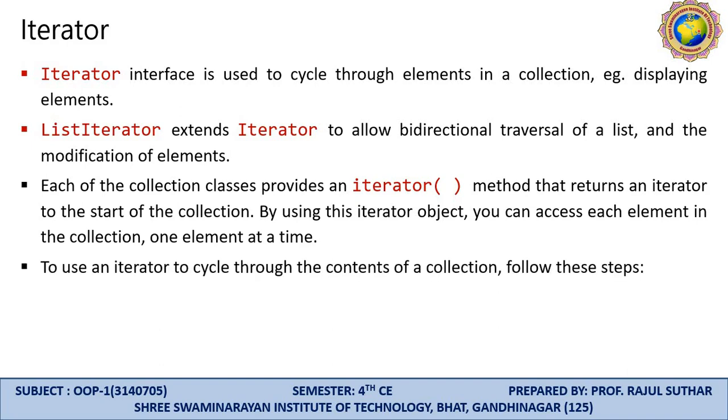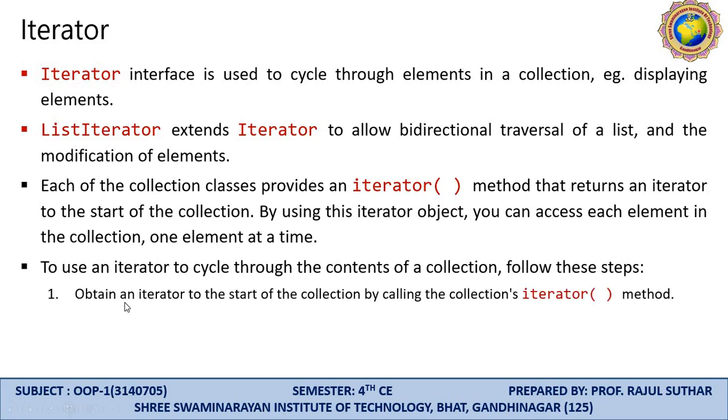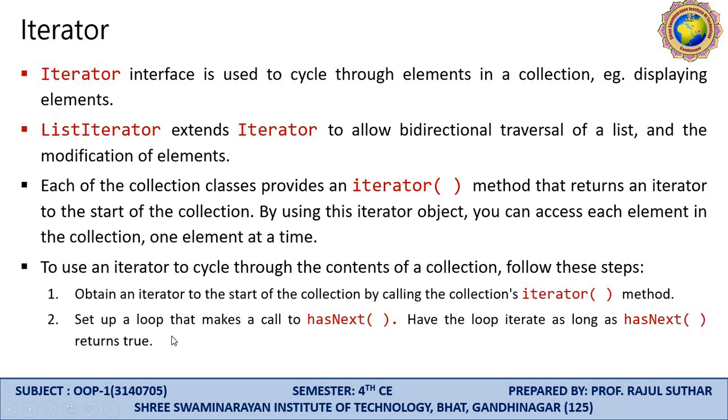To use the iterator to cycle through the contents of a collection, the following are the steps. First, we obtain an iterator to the start of the collection by calling the collection's iterator method. This is the name of the method. Second, set up a loop that makes a call to hasNext. Have the loop iterate as long as hasNext returns true, meaning it returns true if a value remains to be displayed. Then within the loop, obtain each element by calling the next method. We also require this next method.